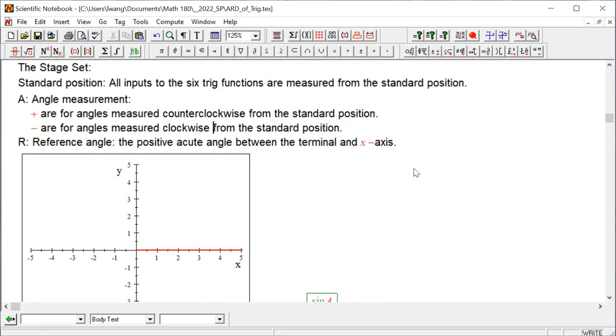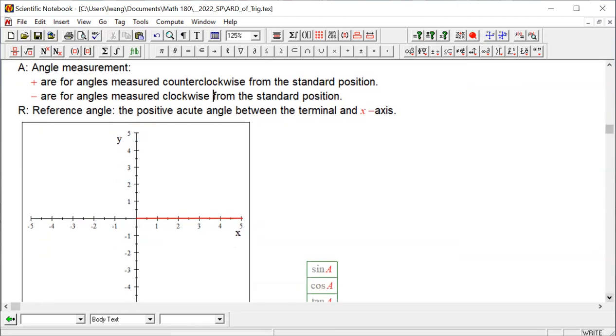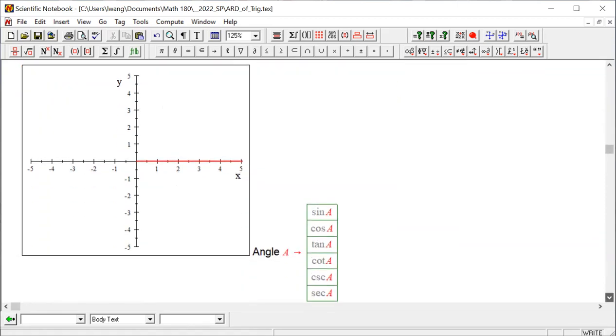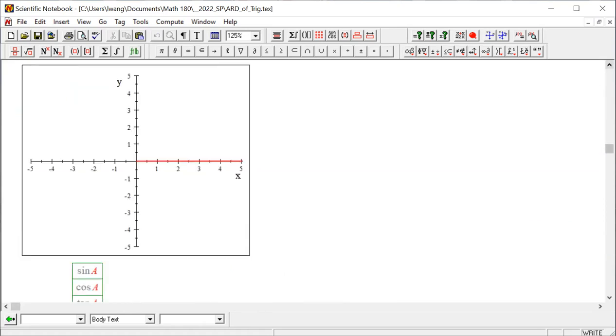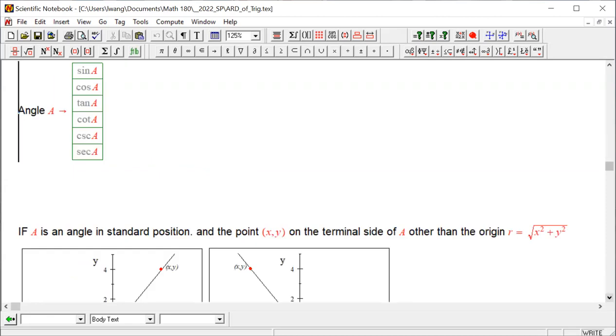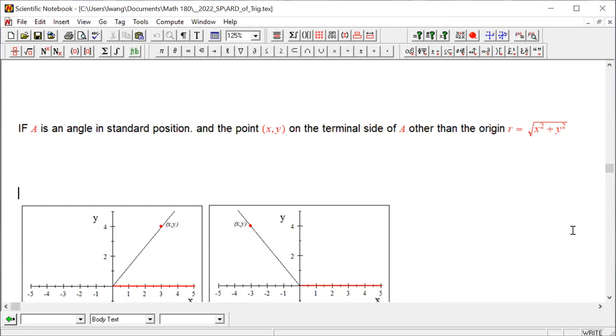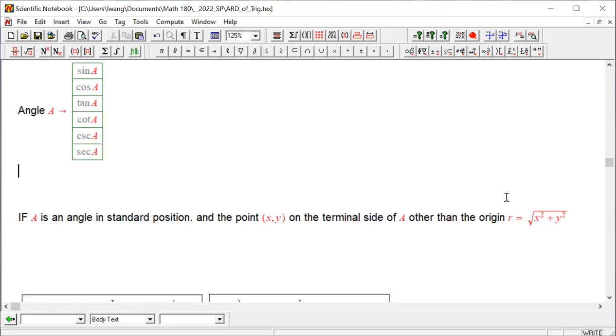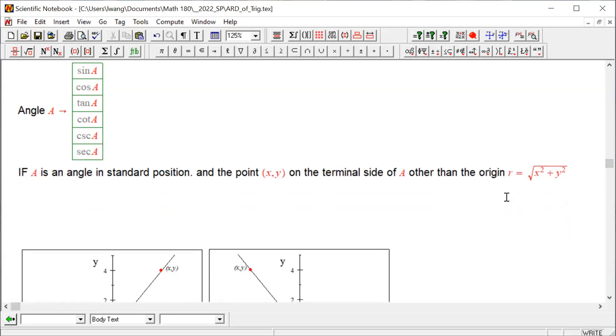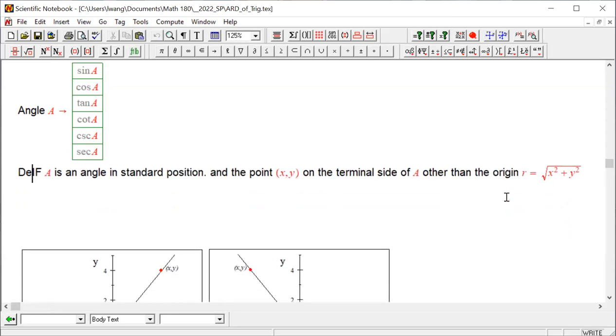Remember this definition. Now, finally, we get to introduce our definition. We have not introduced our definition. We merely talked about the input. What kind of quantity is our input? The definition of the trig function is right here. So I'm going to bring the definition right here. So this is the definition.